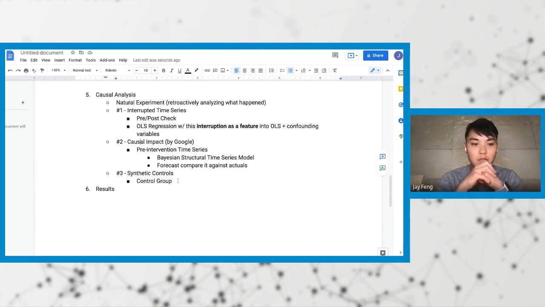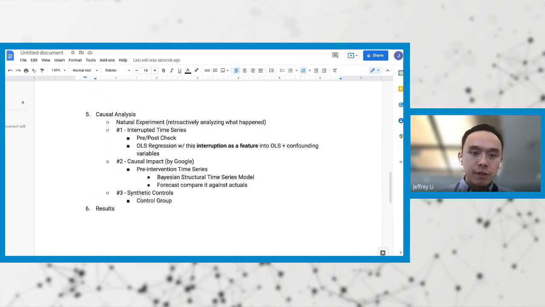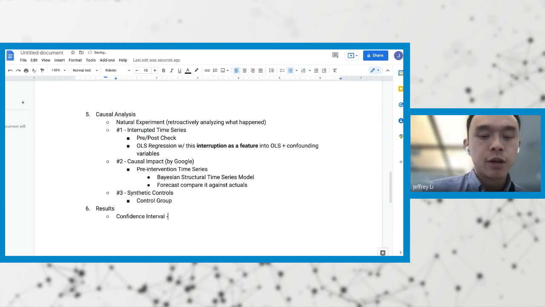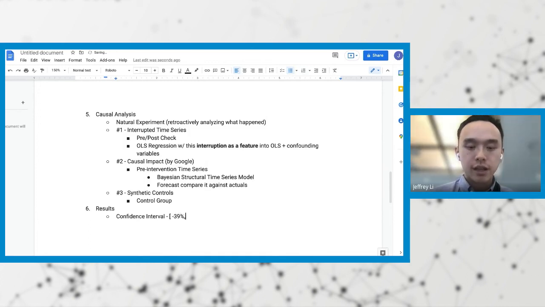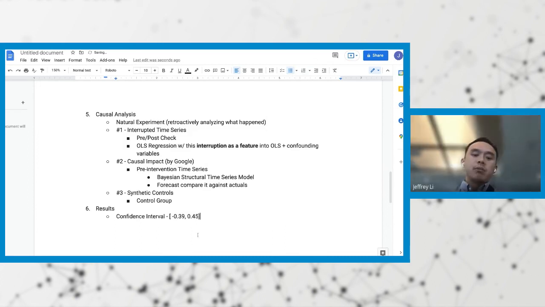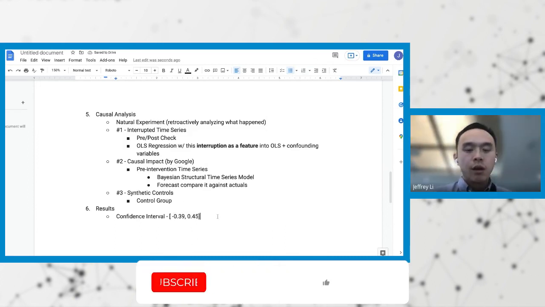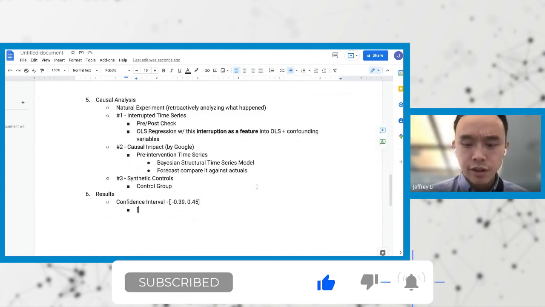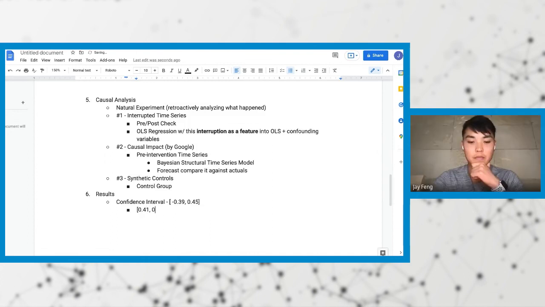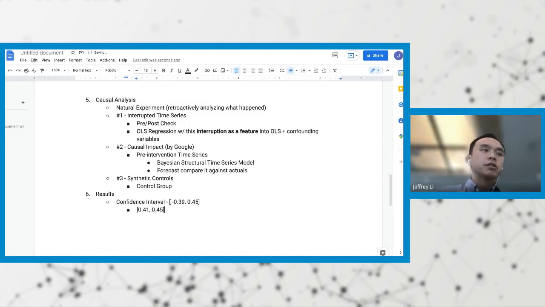Gotcha. Okay. So I'd probably go through those. After analyzing it, most of these techniques should give you some sense of a confidence interval. Depending on what the confidence interval looks like, if the 95% confidence interval was like minus 39% to plus 45%, I probably wouldn't make that conclusion. However, if it looks something like this, you said it was originally 40%, so if it was like 41, then I might feel confident in saying that this new email campaign actually made an improvement. Okay.